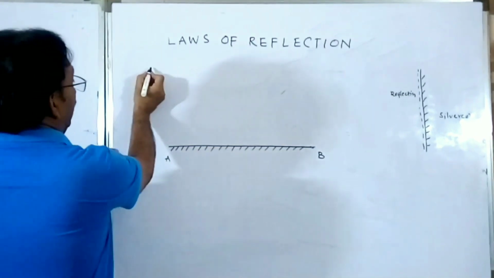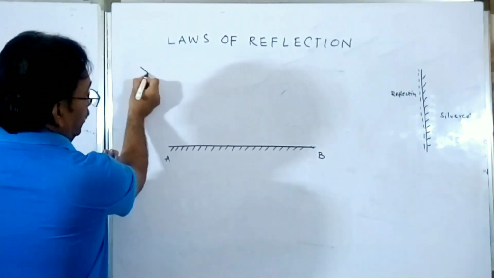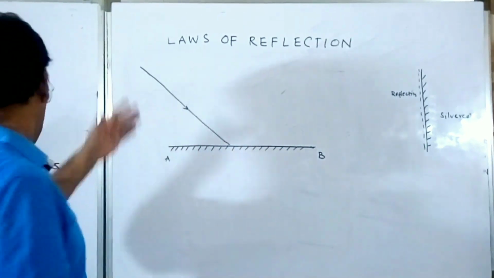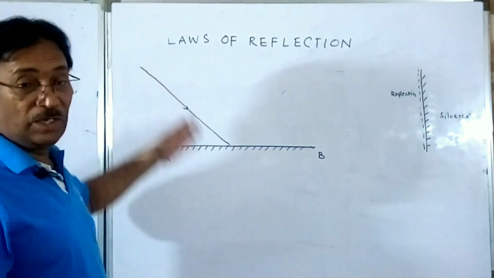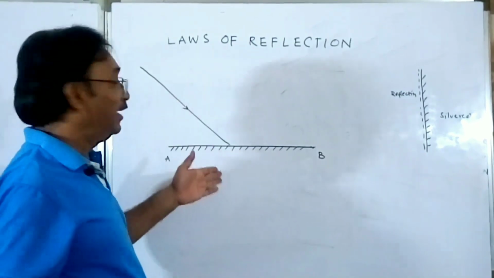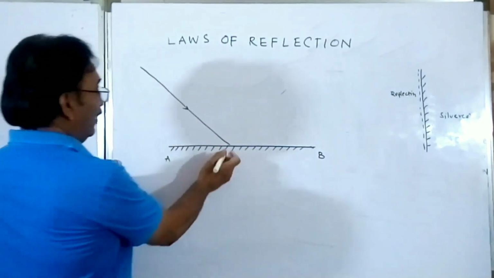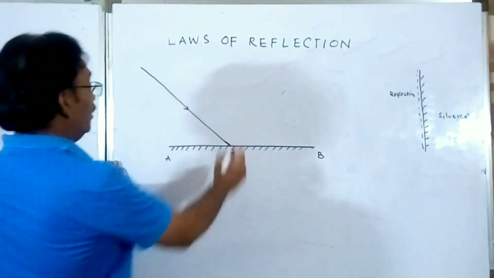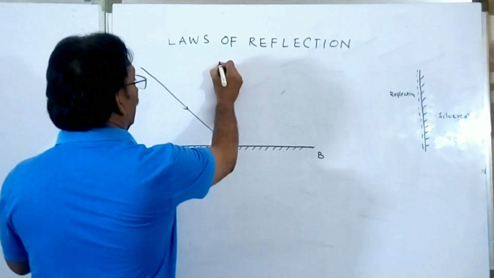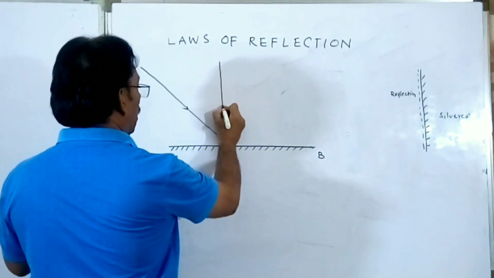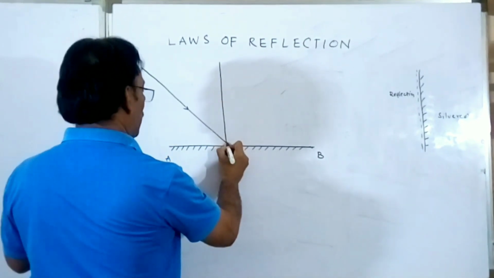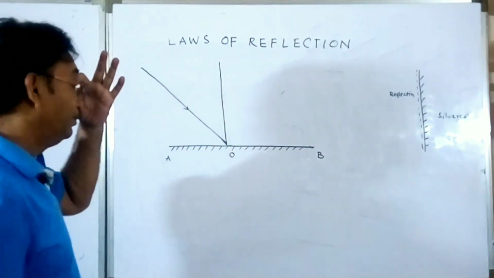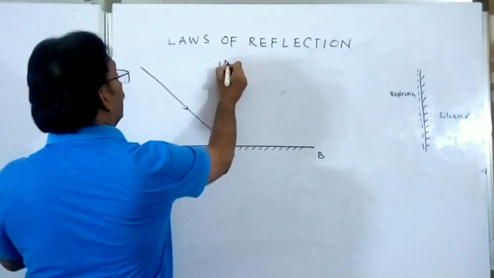Let's say a ray is traveling in this way and it is incident on the surface. Make sure that you draw the ray straight, and it is incident at a point on the mirror. Say this point is O. Where it is incident, you have to draw a normal. We call this line the normal.